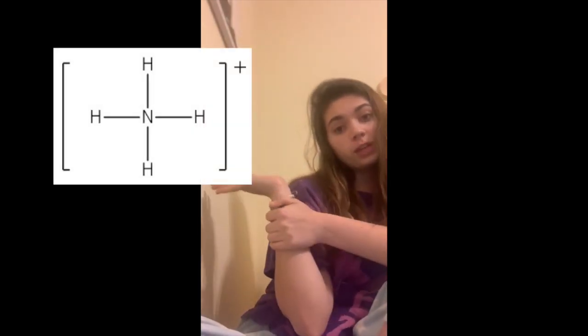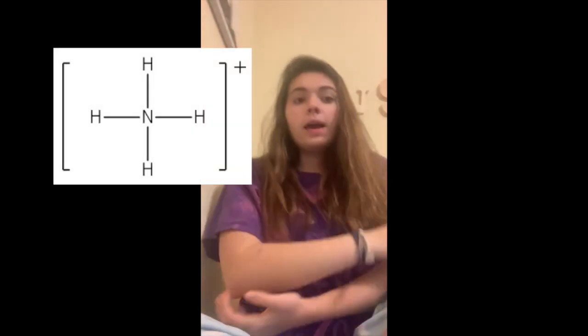The fourth shape is tetrahedral. One example that we came up with was the ammonium ion, NH4, and here's a picture of it here. The bond angle is 109.5 degrees. It has 4 shared electron pairs, and it is nonpolar because, as you saw, it is symmetrical.